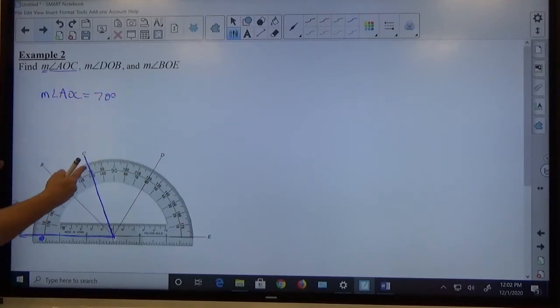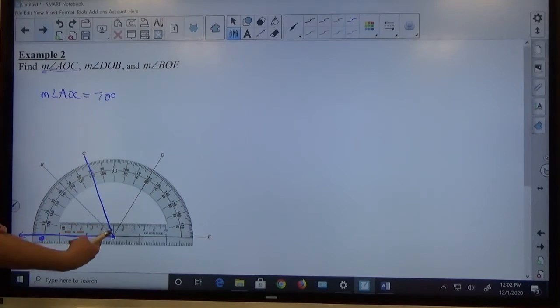Be careful you don't take the 110. So again, make sure that you know where 0 is. Wherever you put your protractor down, and you have one ray along the 0 line, 0 is this way, and it's opening up here.